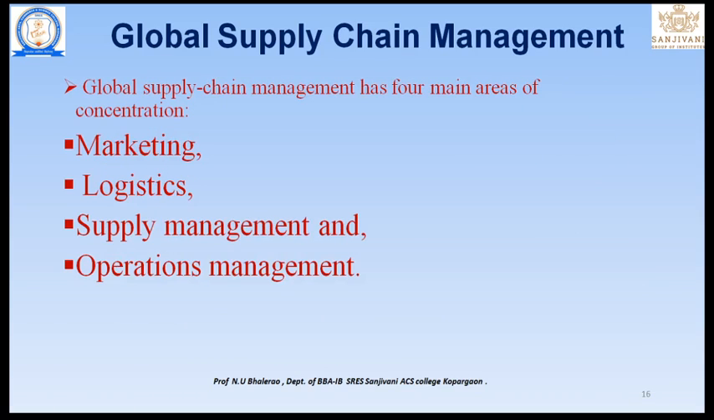So, to the next slide, we understand that global supply chain management has four main areas of concentration that every company focuses on. There are n number of terms, but we understand it in four terms. First is marketing, then logistics, then supply management, and operation management.